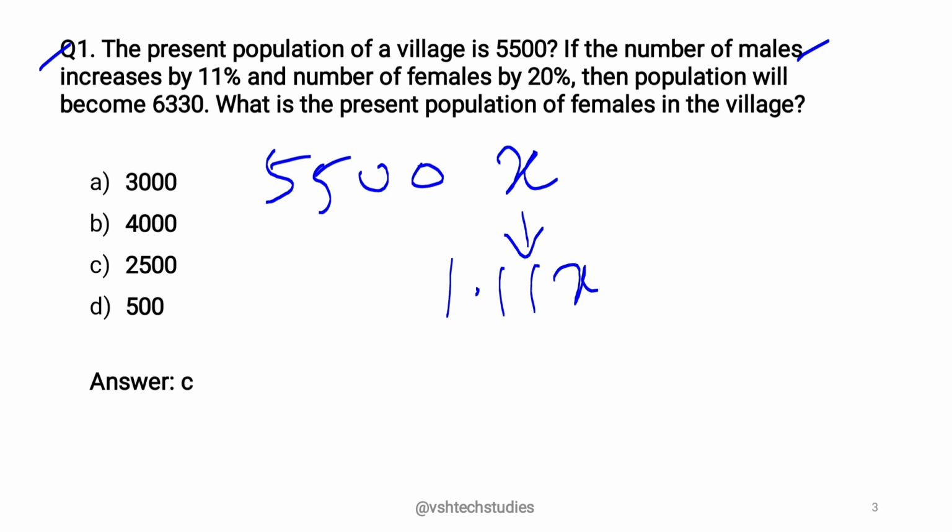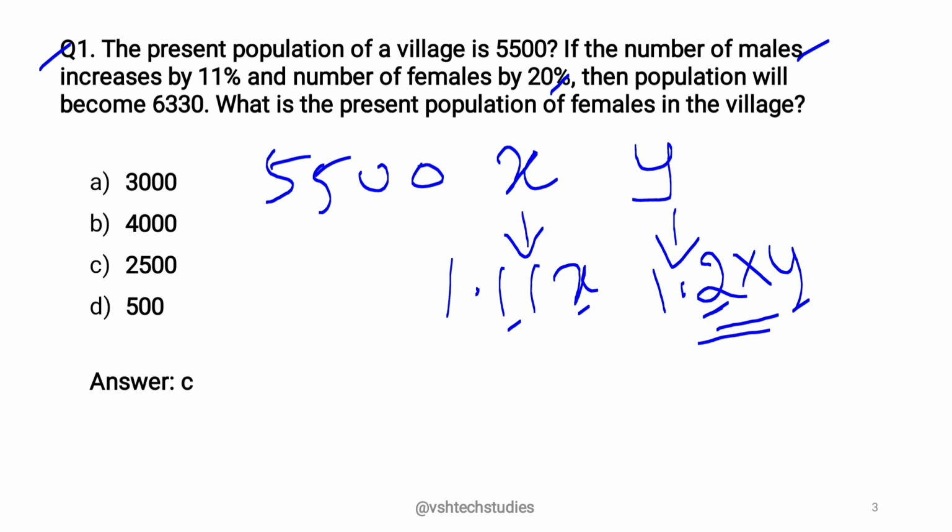And the number of females increases by 20%. The present population of females we don't know, so let us take it as y. It is incrementing by 20%, which means after incrementing the final value of females is 1.2 into y, because of the 20% increment. Here there is an 11% increment in the males' original population, and here a 20% increment in the females' population. This is the final value of the females' population after incrementing, and this is the total population of males after incrementing.